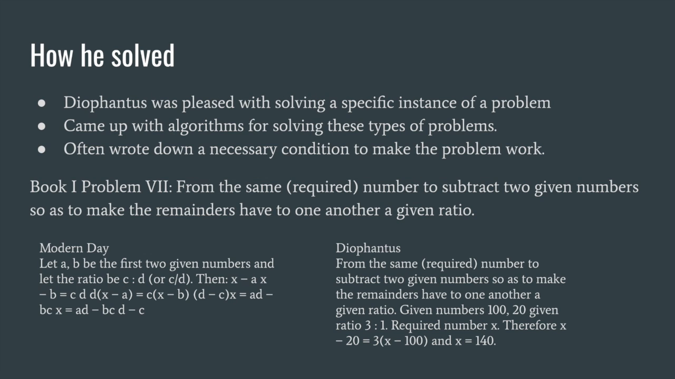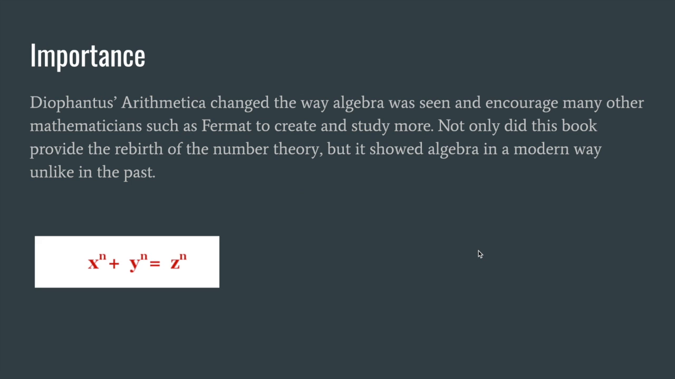How he solved the problems was he would never look at it more generally. He would just pick a specific scenario with specific numbers and then solve the problem. If you look at the problem in modern day, we would use a, b, and c to represent variables to solve for x. What he did was take specific numbers for that specific instance, write down the necessary condition, and then solve it from there.